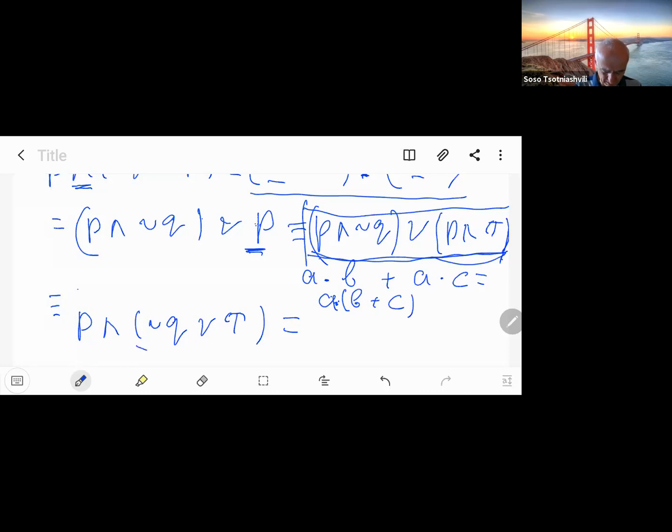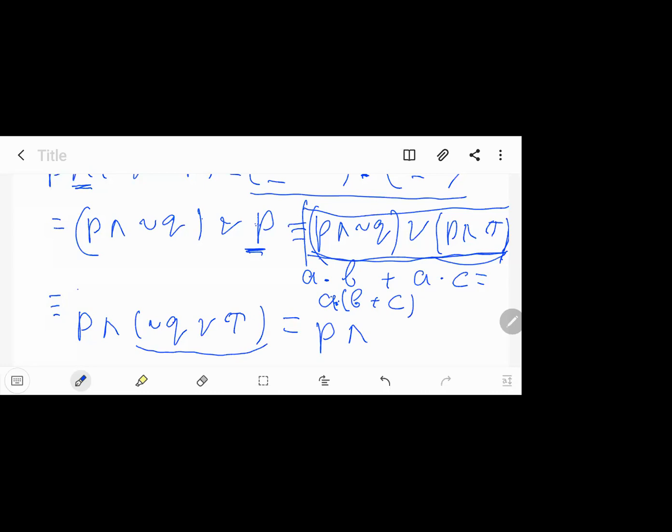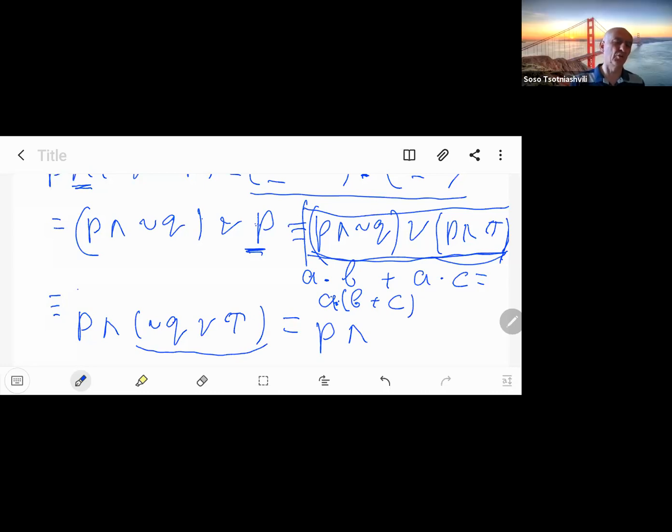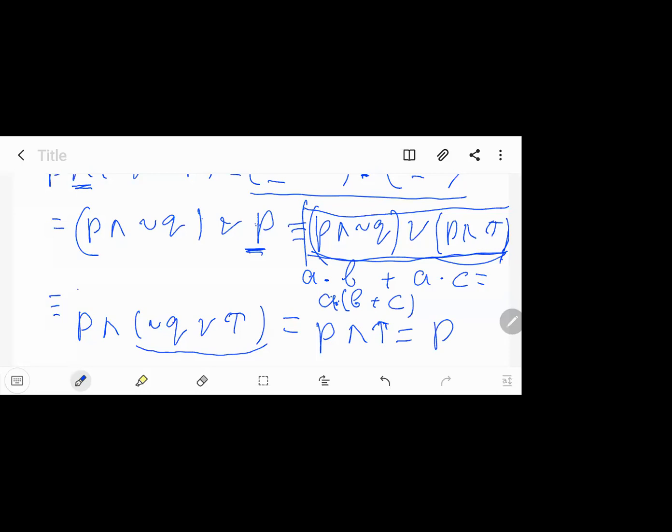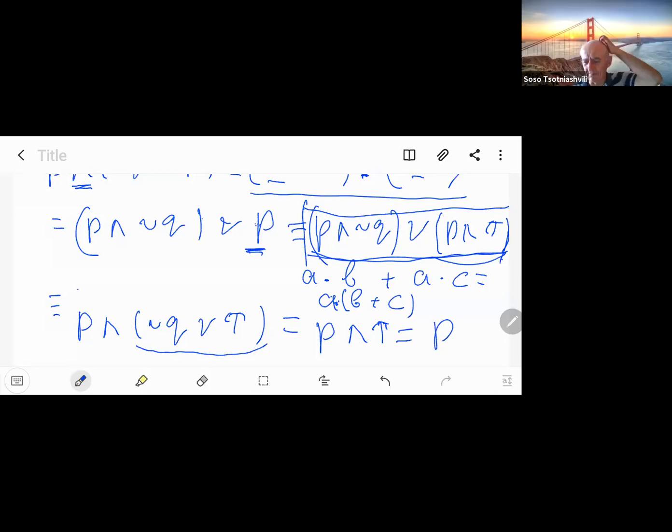Now let's continue. Here we have not Q or true. And what is not Q or true? It's always true. Absolutely, it's always true. True and true, or any propositional variable, it's always true. So we have P and true, and it's going to be P.